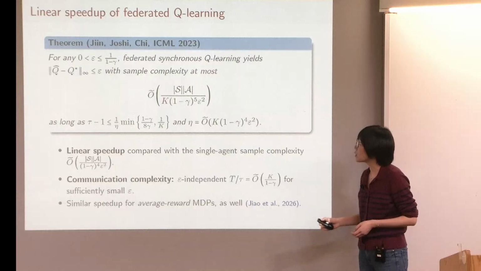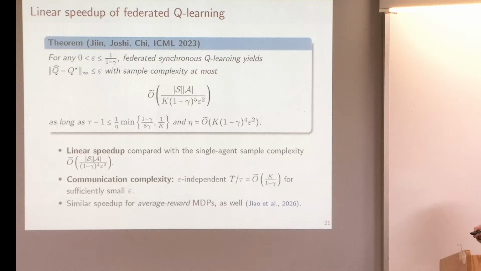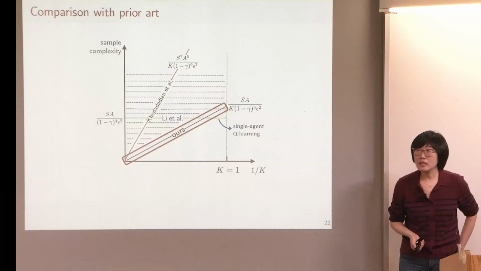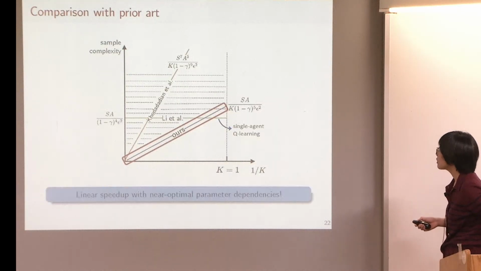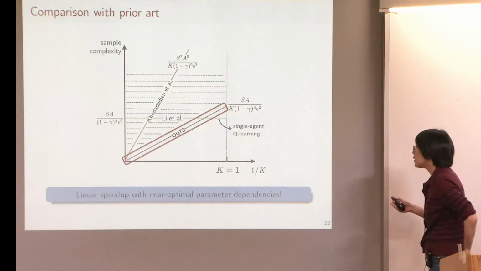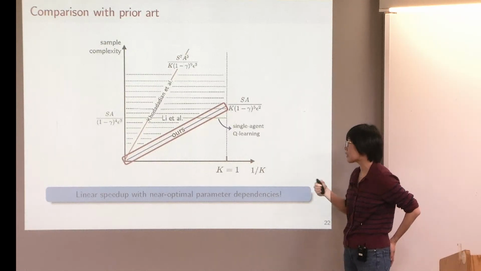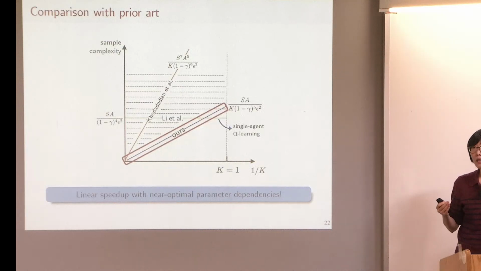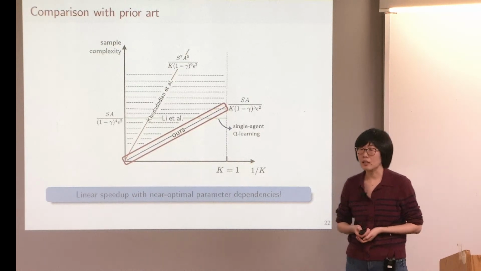Recently, we have also been looking at generalizing this kind of analysis to the average reward MDP, where you can actually show a similar type of linear speedup. All right, so if you put this in a picture to compare with some of the prior art and also the best result we have in the single agent setting, you see that this basically allows you to get a first order improvement for this strategy, right? We can indeed get linear speedup with near optimal parameter dependencies on all the salient parameters like state action space, discounted effective horizon, things like that.